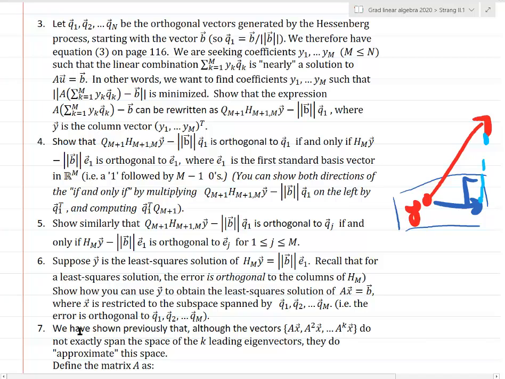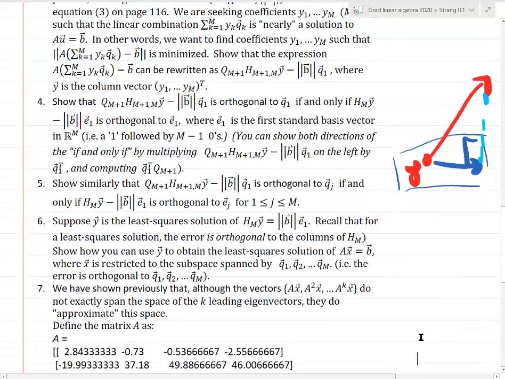Okay, now I want to relate this to what we talked about with eigenvectors before. We've shown in a previous assignment that all these vectors do not exactly span the space of k leading eigenvectors, but they do approximate this space. The reason is, as you take k powers, the leading eigenvectors become more and more important, and the eigenvectors with small eigenvalues get less and less important. They damp out very quickly until all you have are linear combinations of your biggest eigenvectors.